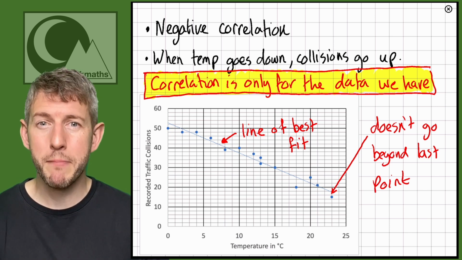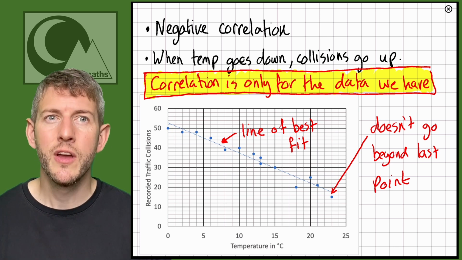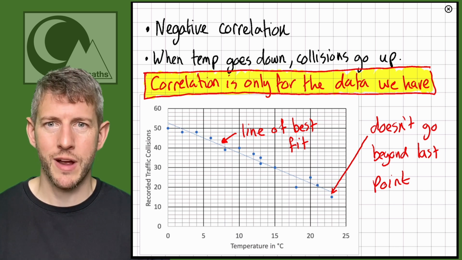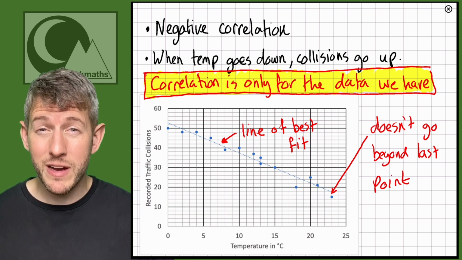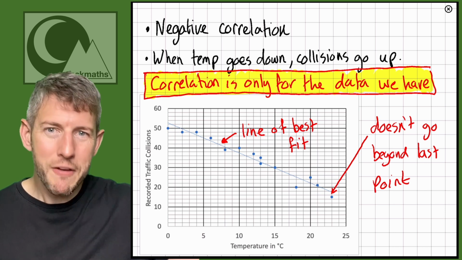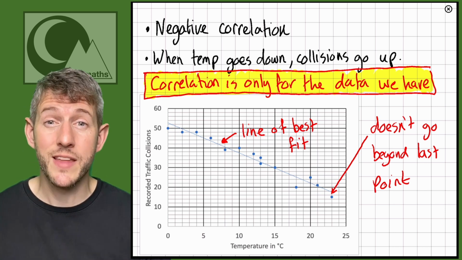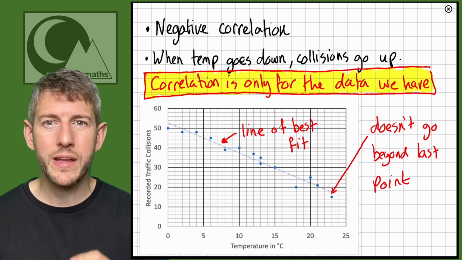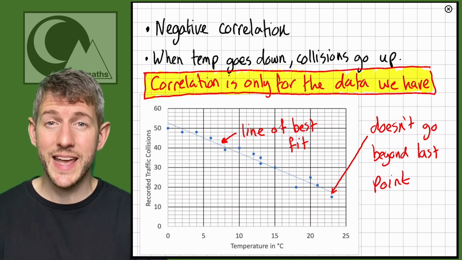I would imagine, actually, if the temperature went up to, say, 50 degrees, there'd probably be loads of recorded traffic collisions because all of a sudden it's unbearably hot. The sun might be really strong. It might cause things to blow up. As the temperature definitely gets higher, that correlation is not going to stay the same. So remember, when we make estimates from a scatter graph, we can only do this for the data that we have.